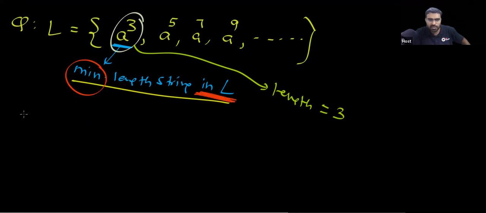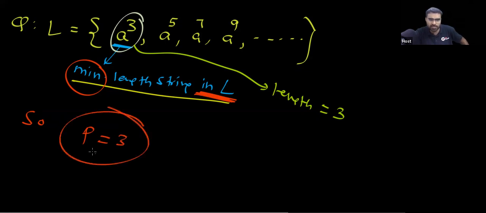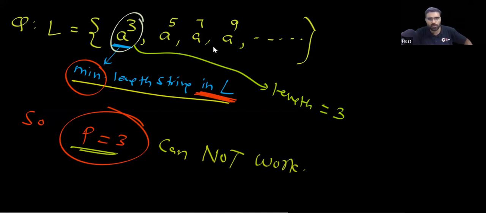And the length is 3. So I can definitely say that p less than or equal to 3 does not work. Or I can say p equal to 3 does not work. So we don't even have to check. It can never work. So start checking from 4.